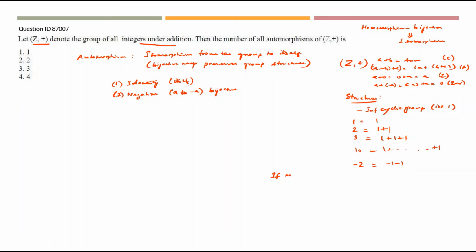If the map sends integer 1 to A, it must send n, in this case n will be 10, to the sum of n ones. It means there will be 10 ones added together to give the integer 10, for any n. So there is no other integer to satisfy this, and so no other automorphism, because whatever happens will happen between 1 and the number of ones. So in this way, it has two automorphisms, one is identity and another one is negation. We mark the number of all automorphisms to be option number 2.